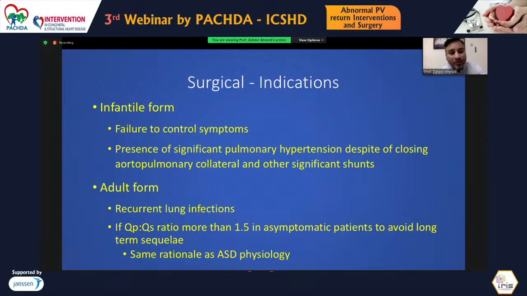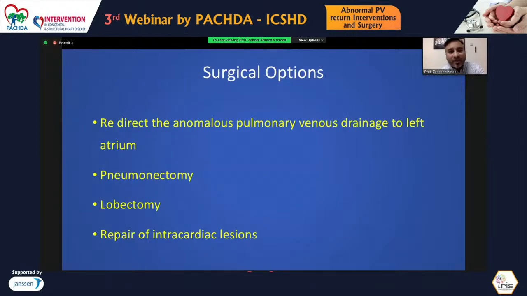In adult form, usually you need to think of it as an ASD physiology, and if QP:QS is more than 1.5, then we should think about the surgical options in terms of rerouting the scimitar. I will not go into details of surgical options, but these are the different options available: you can redirect the venous drainage to the left atrium, repair intracardiac lesions, and in resistant patients, especially those struggling with severe pulmonary hypertension, you may not be left with any other option apart from pneumonectomy or lobectomy.